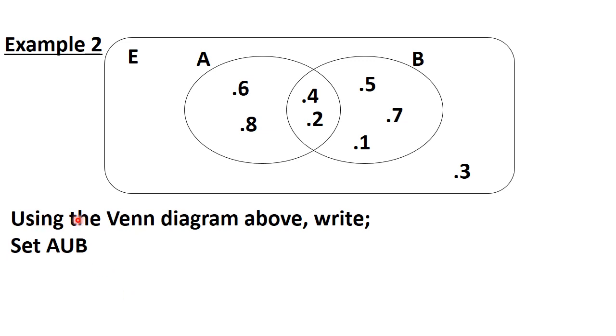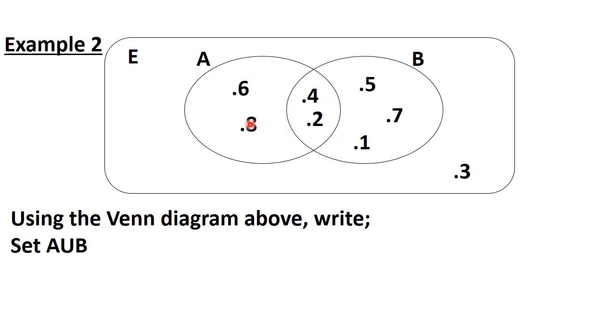The next question says, using the Venn diagram above, write set A union B. A union B. So of course, A union B, it's A and B combined. So if you want to use the technique of shading, you can just shade A and also shade B. Then you ask yourself, I have to combine everything that I've just shaded. That's what union means, which means you are going to combine what is in A and what is in B.